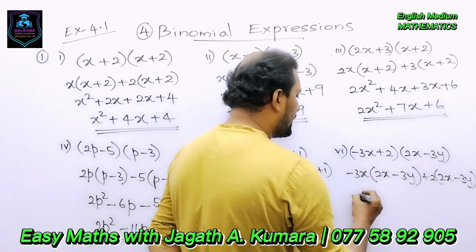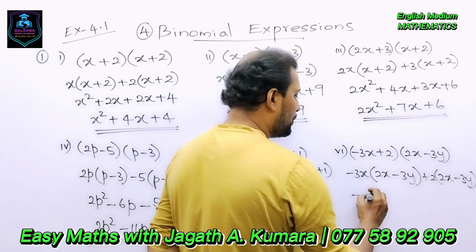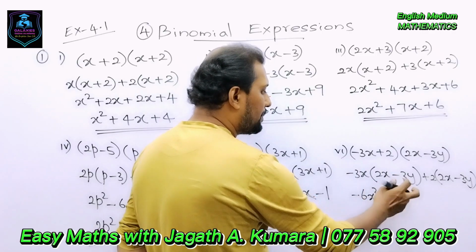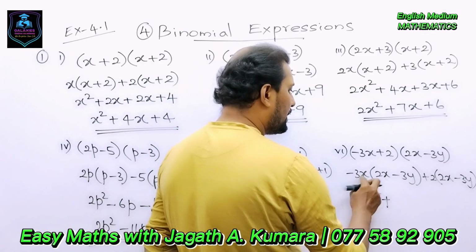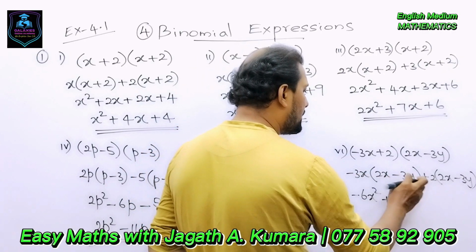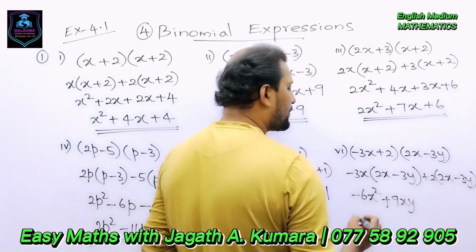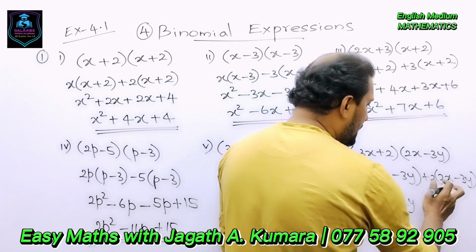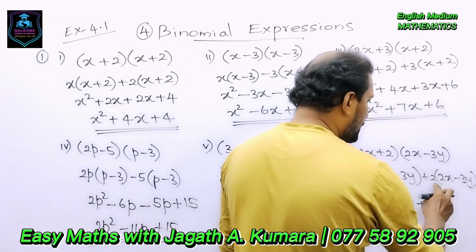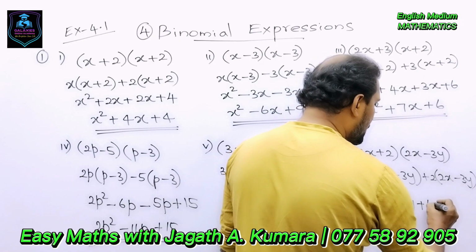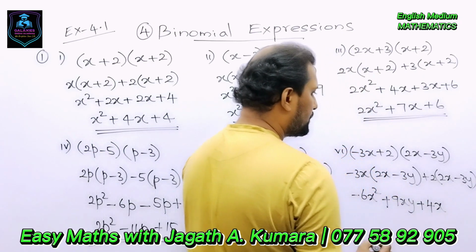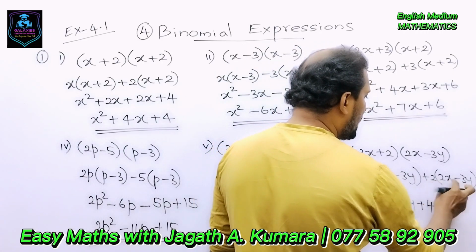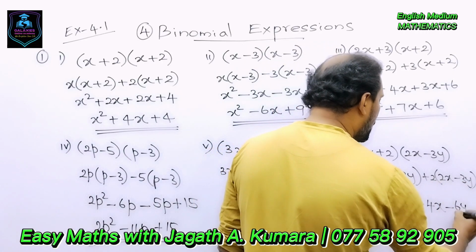Negative multiply positive, negative, 3x multiply 2x, 6x squared. Negative multiply negative, positive, 3 multiply 3, 9, x multiply y, xy, 9xy. Positive multiply positive, positive, 2 multiply 2x, 4x. Positive multiply negative, negative, 2 multiply 3y, 6y.